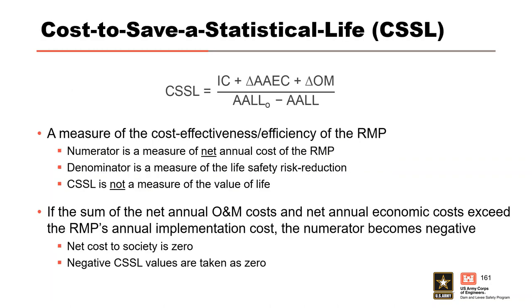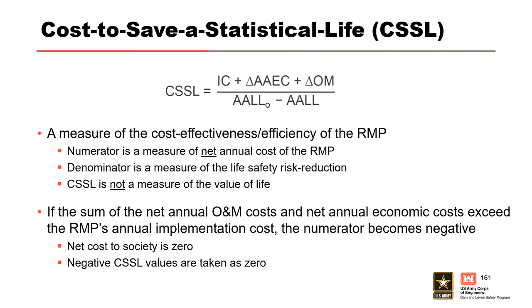We will also calculate the cost to save a statistical life for each risk management plan, or RMP. Cost to save a statistical life is a measure of the cost effectiveness or efficiency of a risk management plan. The numerator is a measure of the net annual cost of the RMP, and the denominator is a measure of the life safety risk reduction.